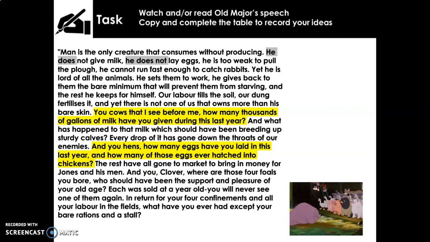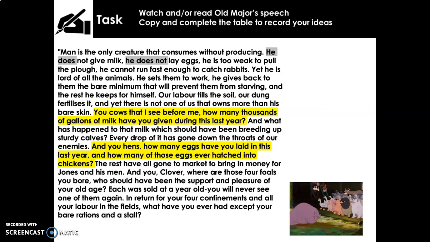Yet he is lord of all the animals. He sets them to work. He gives back to them the bare minimum that will prevent them from starving, and the rest he keeps for himself. Our labor tills the soil, our dung fertilizes it, and yet there is not one of us that owns more than his bare skin. You cows that I see before me, how many thousands of gallons of milk have you given during this last year? And what has happened to that milk, which should have been breeding up sturdy calves? Every drop of it has gone down the throats of our enemies.